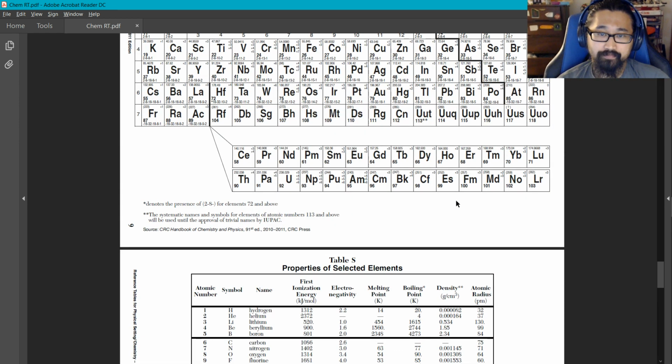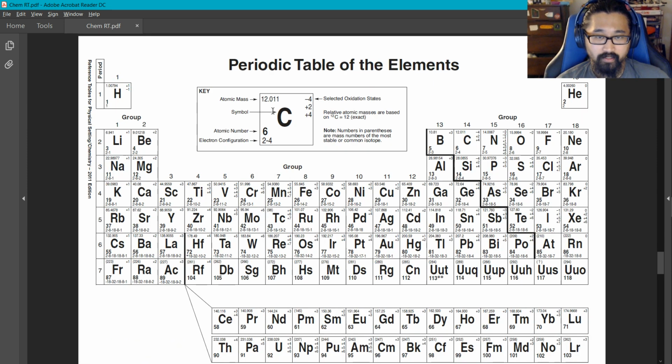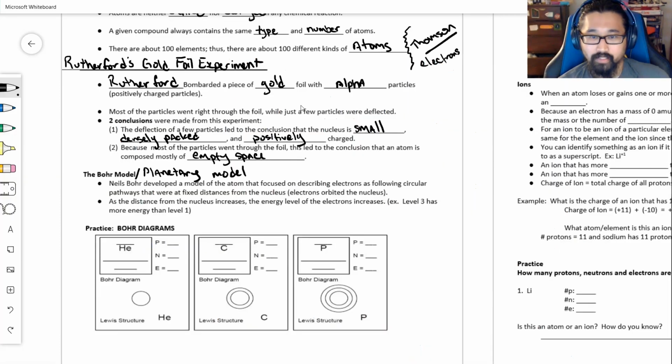There we go. But that's the electron configuration. So we've covered all the numbers on the left. We'll cover the numbers on the right on D-Day. Now, back to our notes.